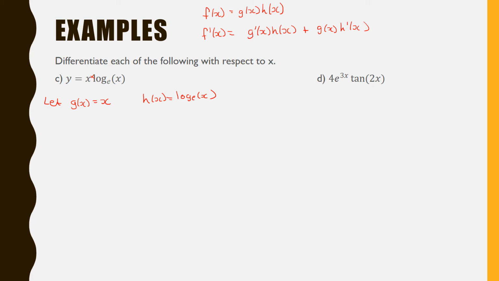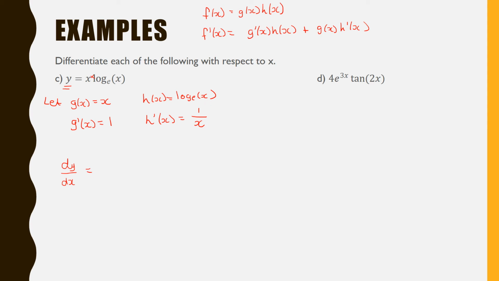We then differentiate each of these. The derivative of g of x, g dash x, the derivative of x is 1. Differentiating here, we get h dash of x, and the derivative of log e of x is 1 over x. That is on your formula sheet, and you can also refer to the derivatives of logarithms video. So when we now work out our derivative, our original was y, so our derivative is dy dx.